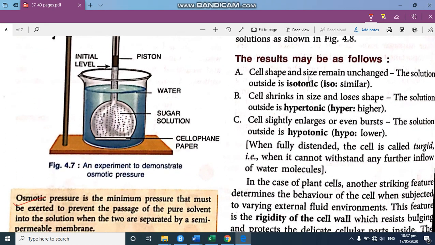If we keep red blood cells and a plant cell in three different conditions, what is the outcome? What is the result? Cell shape and size remain unchanged. The solution outside is isotonic. Cell shrinks in size and loses shape because the solution outside is hypertonic. Cell slightly enlarges or even bursts. The solution outside is hypotonic.